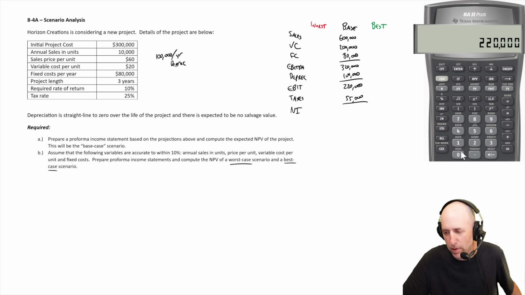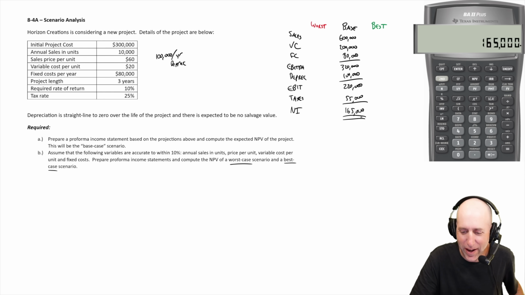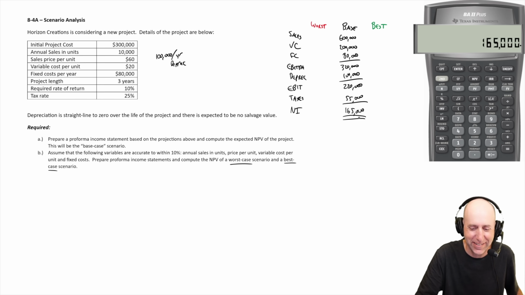I should be able to do this in my head, but I can't. 165. I'm going to say 165. Let's see, 220. Yeah, I feel pretty good about that. 165. Okay, I still got it. I'm getting old and slow, but I can still subtract 220 minus 55. Pretty impressive. Okay, let's continue.